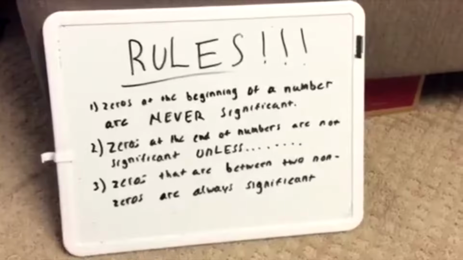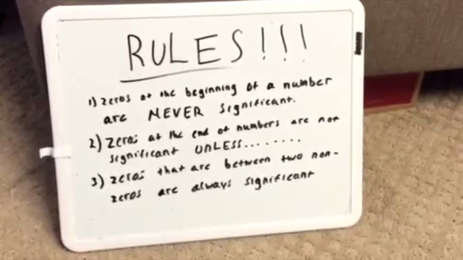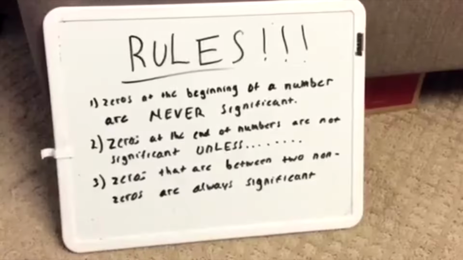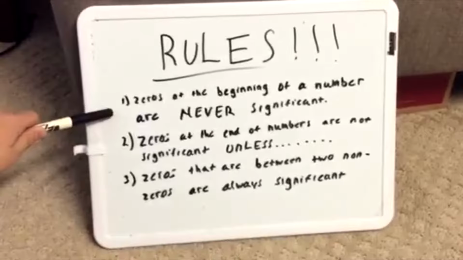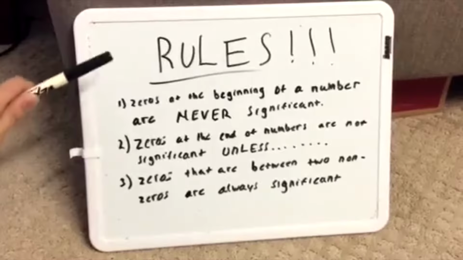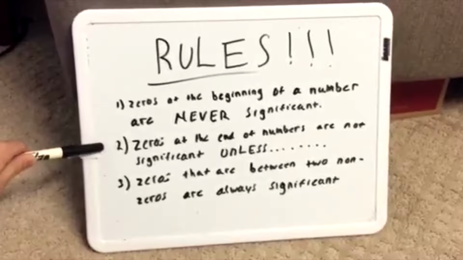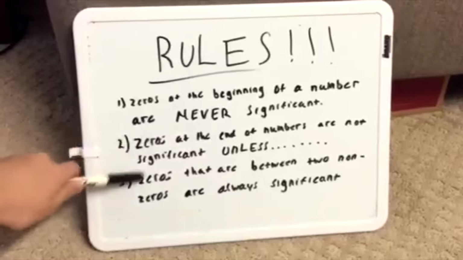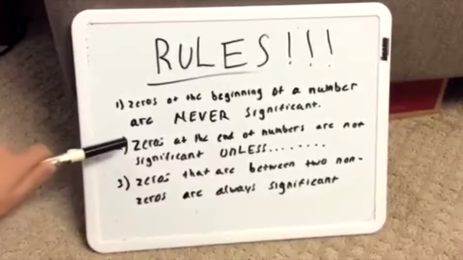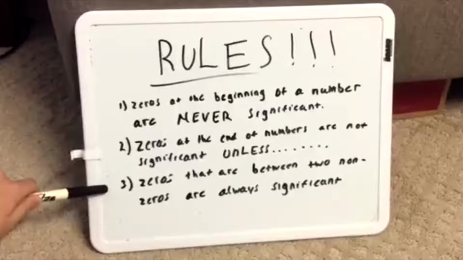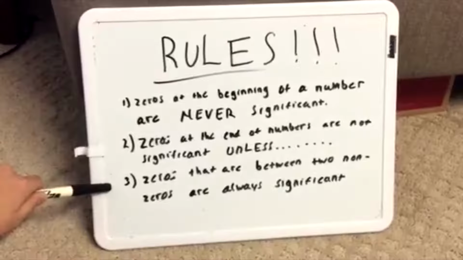Now, before we get into details of how this works, there are 3 crucial rules you must remember. Number 1, zeros at the beginning of numbers are never significant. Number 2, zeros at the end of numbers are not significant unless, which I will get into later. Number 3, zeros that are between two non-zeros are always significant.